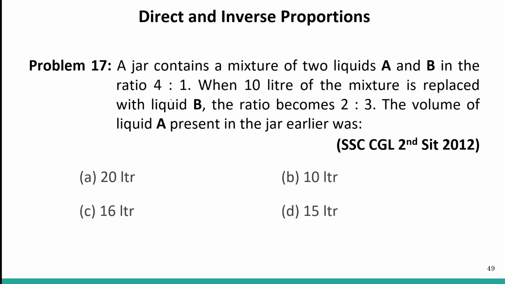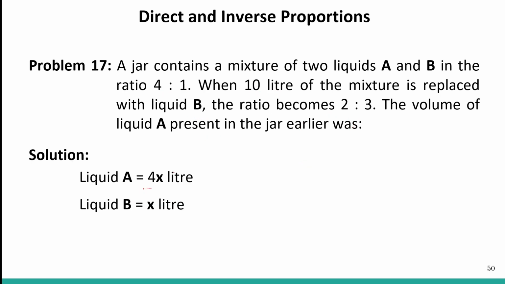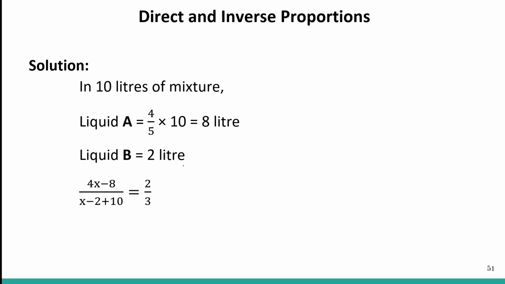Okay. So a jar of a mixture contains 2 liquids, that is liquid A and liquid B, in the ratio 4:1. When 10 liter of the mixture is replaced with liquid B, the ratio became 2:3. The volume of the liquid A present in the jar earlier was 10 liter, 15 liter, 16 liter or 20 liter. So liquid A is equal to 4x liter, liquid B is equal to x liter. So 10 liter of mixture has liquid A equal to 4/5 into 10 is equal to 8 liter. Liquid B is equal to 2 liter.